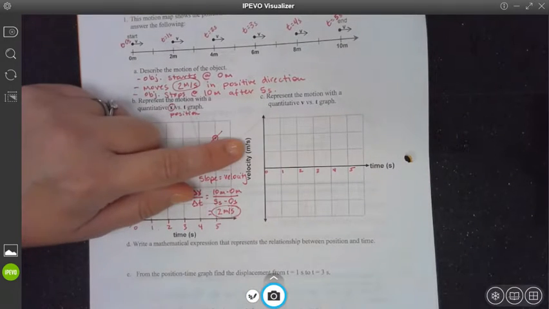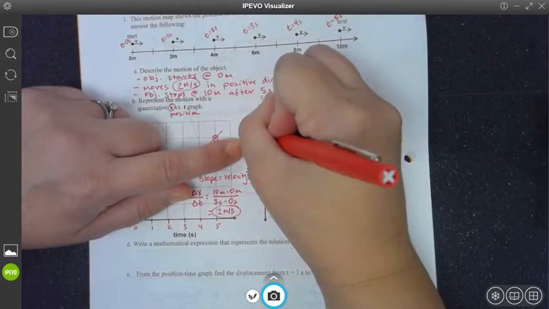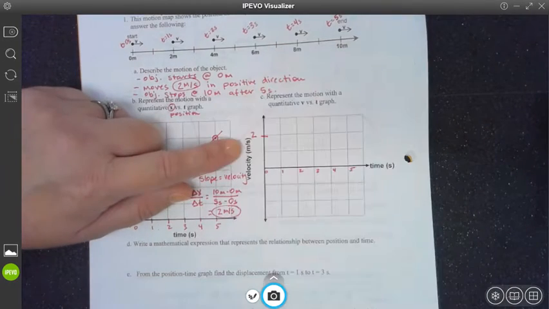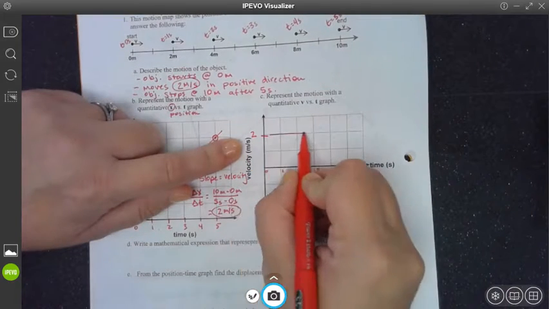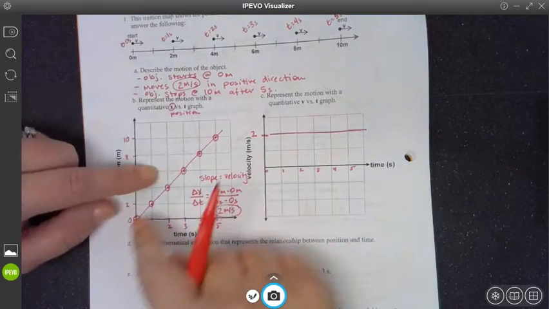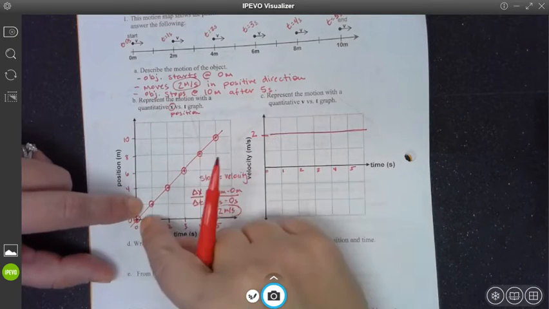So when we go over to our velocity versus time graph, we just have to label one of these as plus 2 meters per second. Right? So if I label that 2, it's 2 meters per second. And then I can just draw a line all the way across here because in looking at this, I know that it's constant. The slope down here is the same as the slope up here.